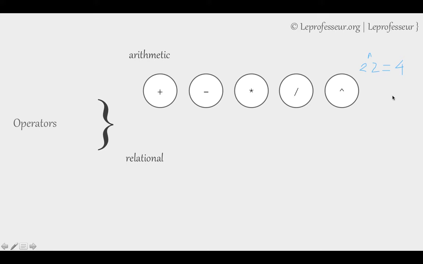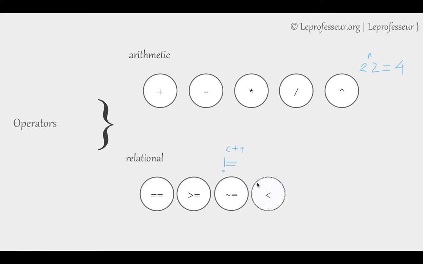And then relational operators: equal to, greater than or equal to, not equal to. Notice here that in C language you typically use exclamation mark and equal to. So this is in C++, you use tilde sign and then equal to. Okay, less than or equal to, greater than.